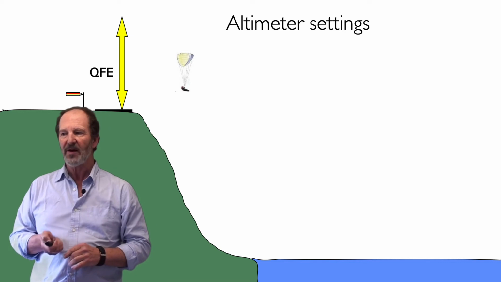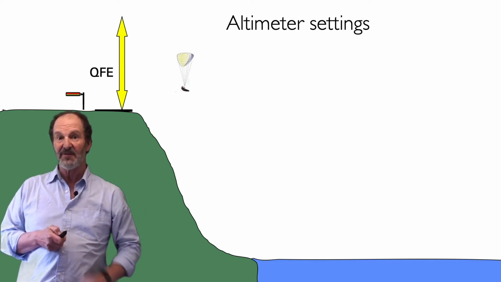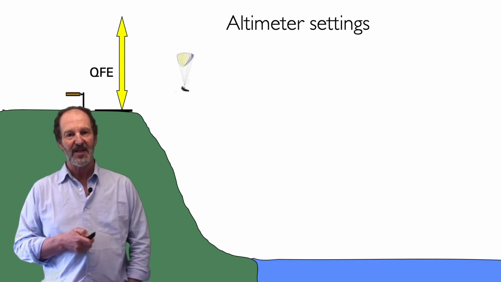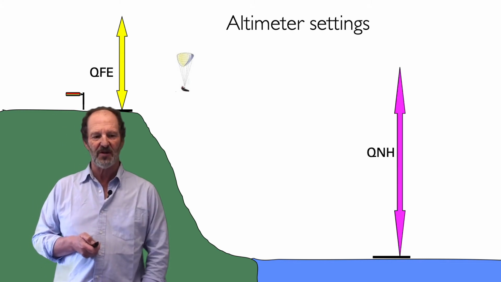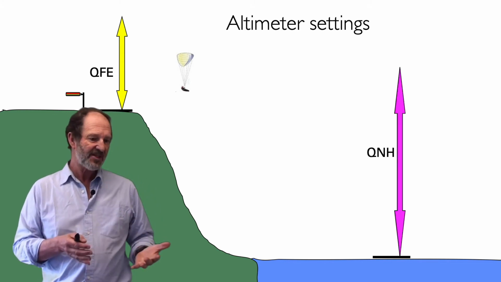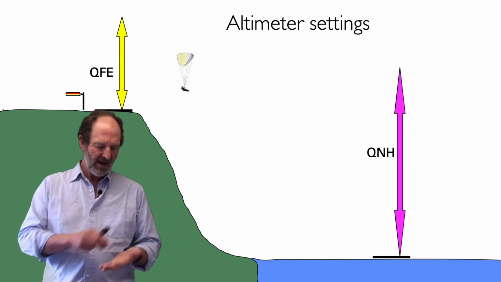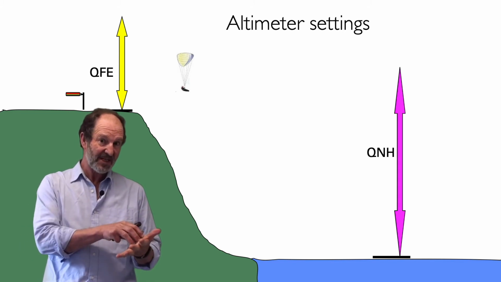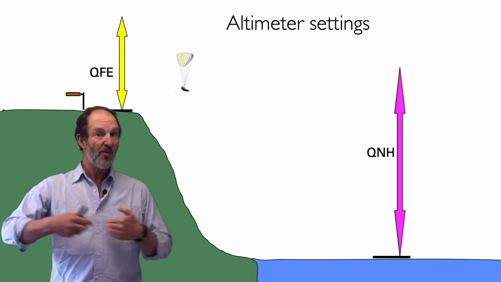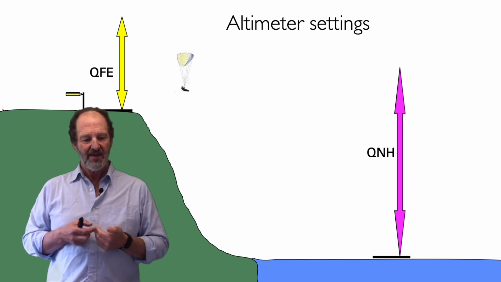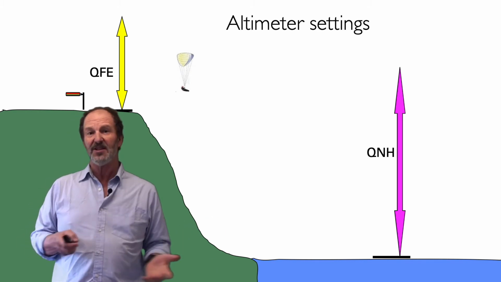The second one is setting it above sea level, or QNH. An easy way to remember this is NH, nautical height. So in other words, if I'm standing on a hill and it's 1,000 feet high, instead of setting my altimeter to 0, I now set it to 1,000 feet. So I know my height above sea level. If I'm just boating around in a local area, then it's of no use to me.